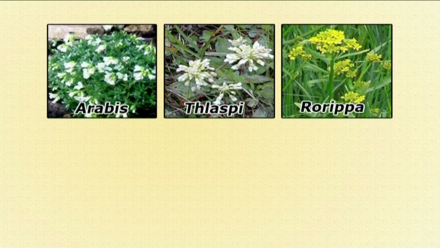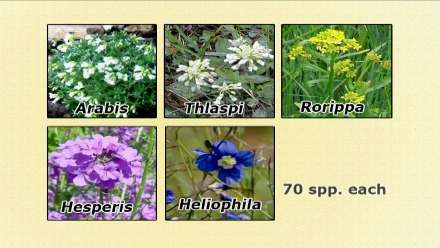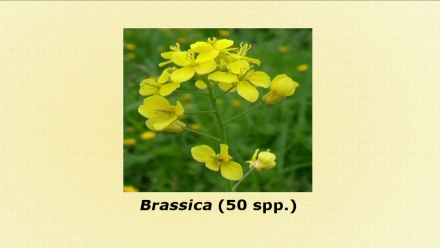Then followed by Arabis, Thlaspi, Rorippa, Hesperis and Heliophila, each of these having 70 species. And lastly, the type genus Brassica having 50 species all over the world.